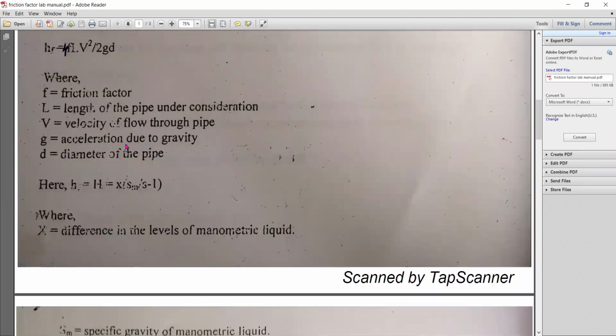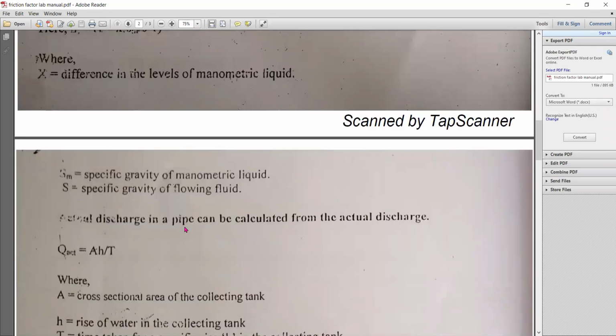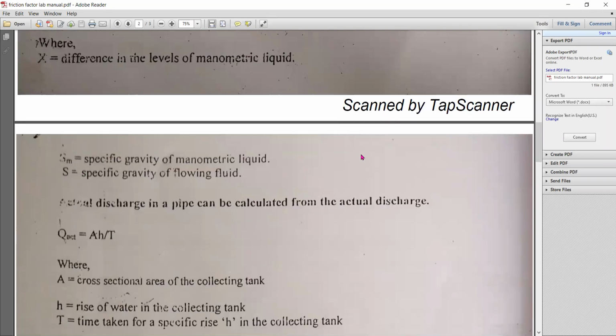Next, H we have already calculated. H equal to HF. This HF equal to H equal to X into, here it is not visible, this is HF. HF equal to capital H, which is equal to X into SM by SW, or S here, minus 1. SM and S, you know already, are the specific gravities.